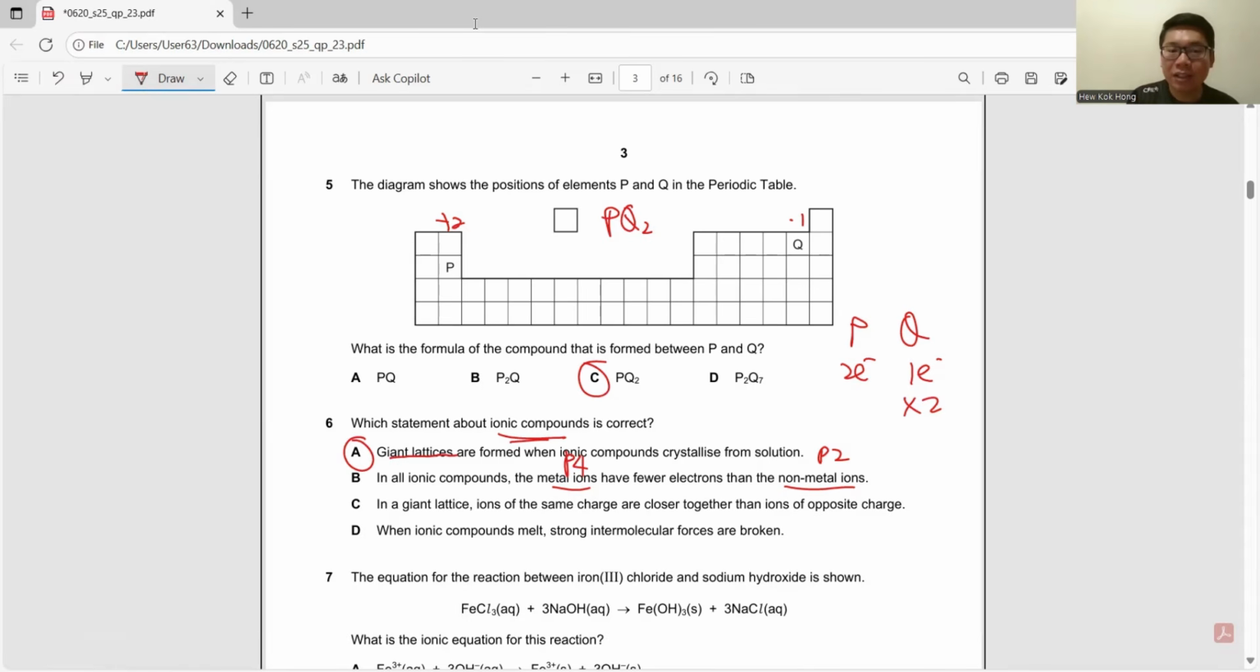C, in a giant lattice, ions of the same charge are closer. No, in an ionic situation, it's like this. Opposite charges are close to each other, not the same charge. So same charge being closer is very wrong.